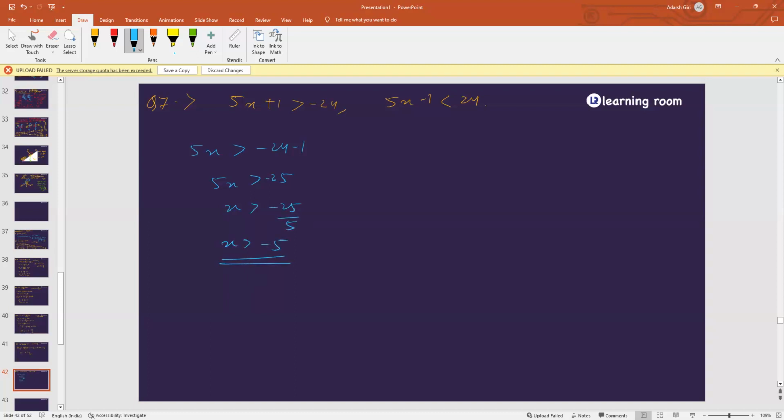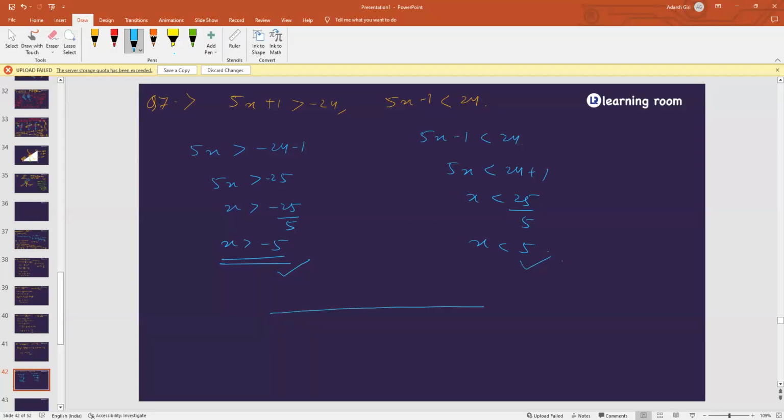This is one inequality. Next, 5x minus 1 is less than 24. So 5x is less than 24 plus 1. So x is less than 25 by 5. X is less than 5. So x is greater than minus 5 and less than 5. Are you getting my point?